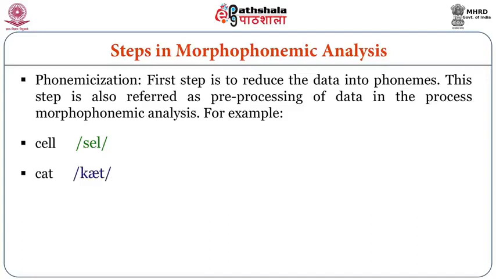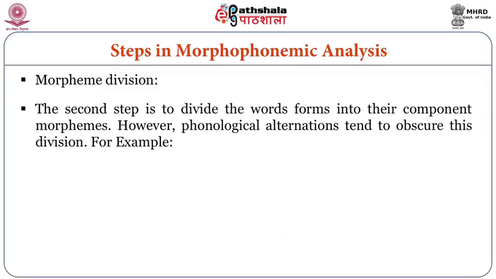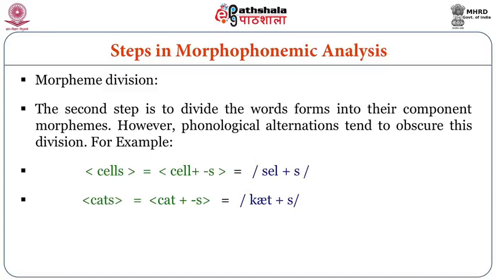Then it is C-A-T, as simple as that. It's cat, but how we write it, you can see on your screen, cat, cat. Then morpheme division. The second step is to divide the word forms into their component morphemes. However, phonological alterations tend to obscure this division. For example, cells, then cats. So this division is there.